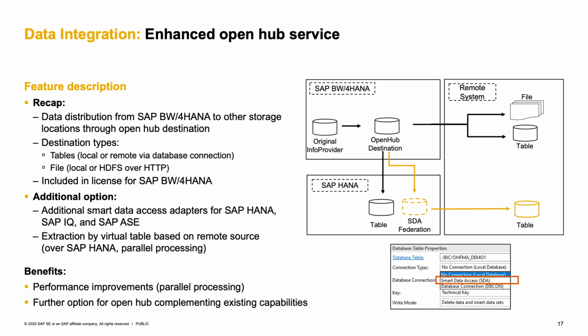But when it comes to propagating data to SAP databases as a target, like SAP HANA, like SAP IQ or SAP ASE, you now have the possibility to use smart data access to propagate the data to those targets. And here you can benefit from a higher degree of parallelization and improve performance in this way. Another good news is that the license which would have been applied in the past for Open Hub Service is included in BW for HANA, so there are no questions and discussions around licensing Open Hub Service.